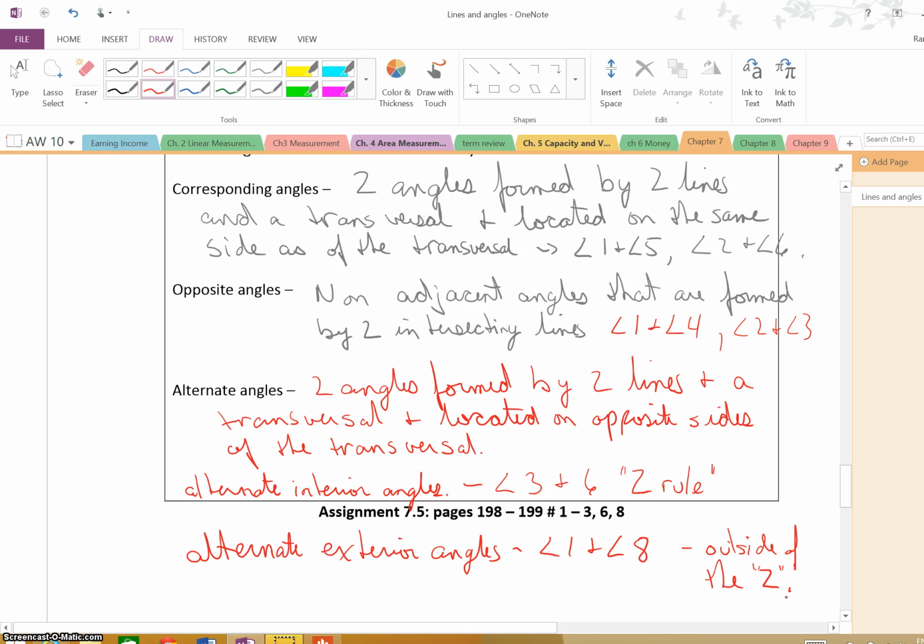So try these out. Go to pages 198 and 199 in your workbook. Do numbers 1 to 3 and 6 to 8. Then we're going to take a look next at dealing with parallel lines. That's when you can really start to use the opposite angles and alternate angles to figure out what some of these angles are going to be. And you'll need to know that for your Term 2 project. Okay? See you in class.